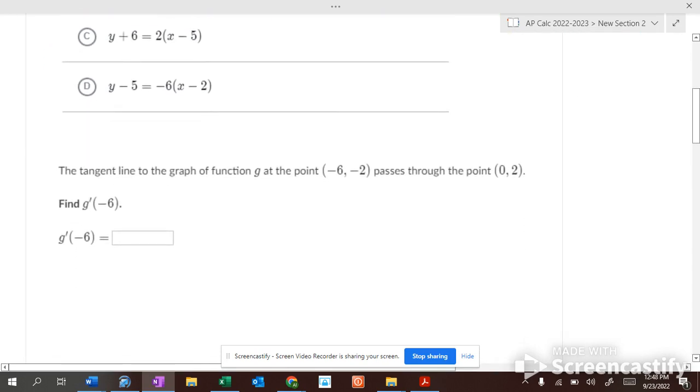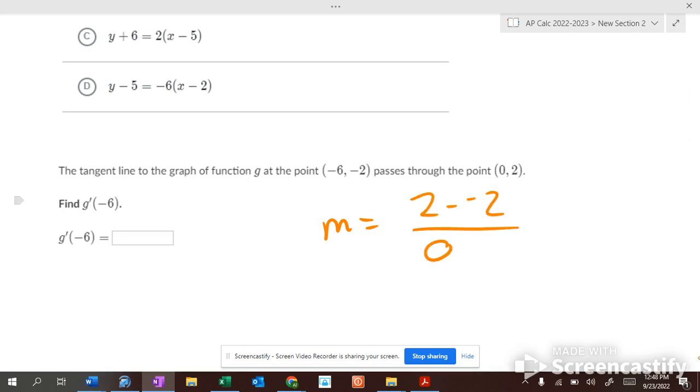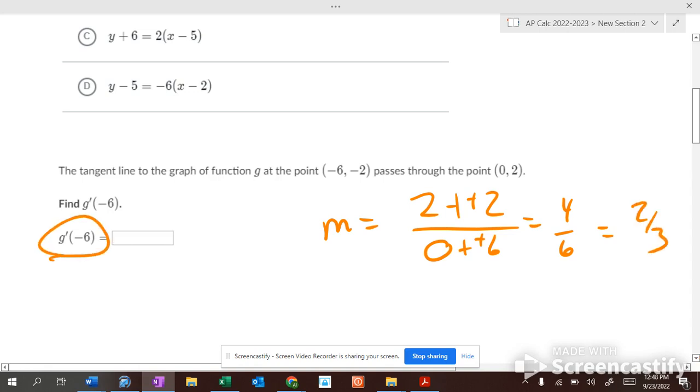Okay? So, a tangent to a line at the graph G at the point (-6, -2) passes through the point (0, 2). Find the slope at -6. What it's basically telling us is to find the slope here. How do we find the slope? What is slope? y2 minus y1 over x2 minus x1, positive 4 over 6 gives us 2/3. The slope at -6 is 2/3 because that's all we can go on.